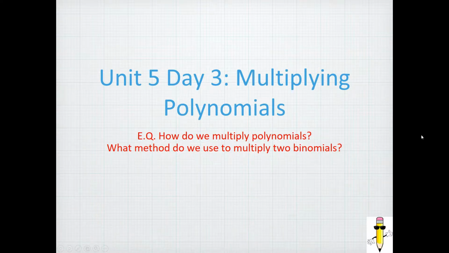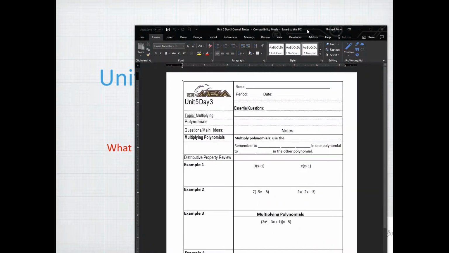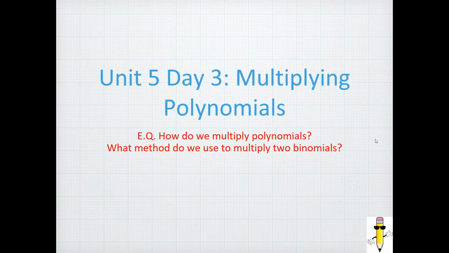Okay guys, we are in Unit 5, Day 3, Multiplying Polynomials, and our essential question is, how do we multiply polynomials? What method do we use to multiply two binomials? Just so we're all on the same page, these are the notes that you need to be on. Unit 5, Day 3, Multiplying. It looks just like this, so make sure you're on the right page. Go ahead and fill out the essential question, and when you're done we can move on.